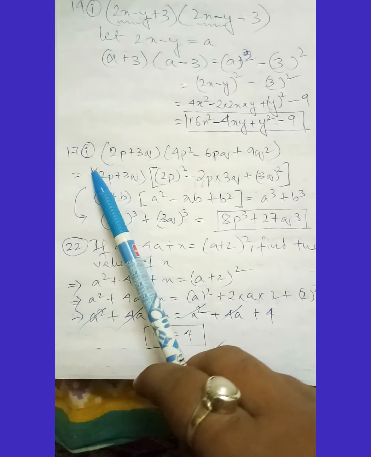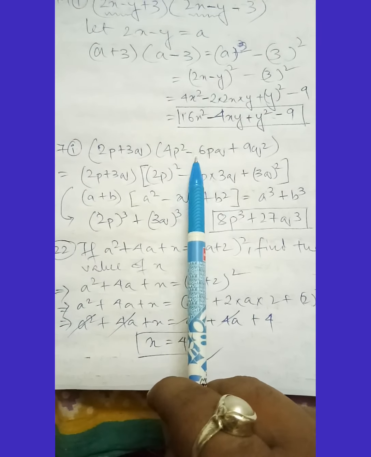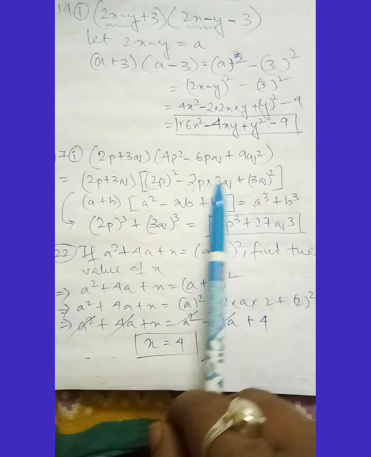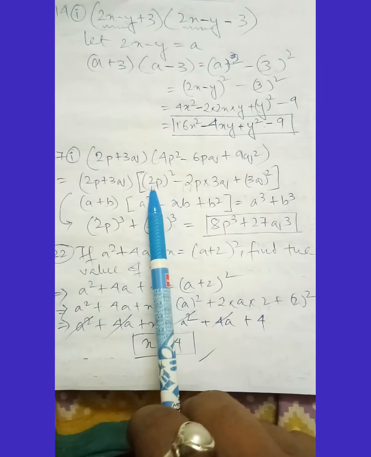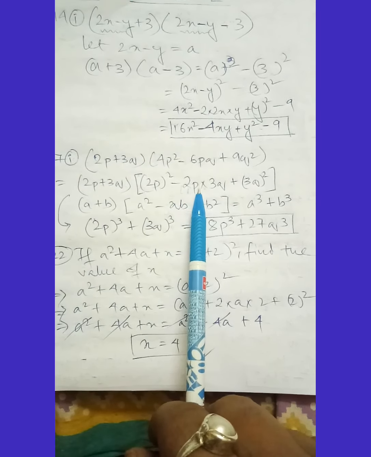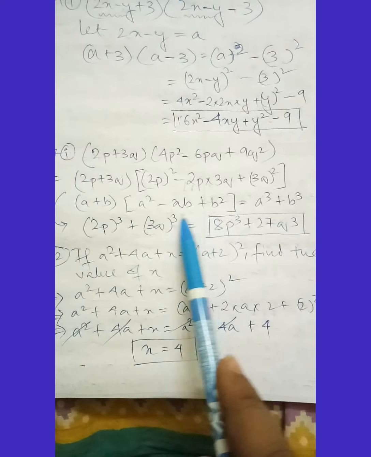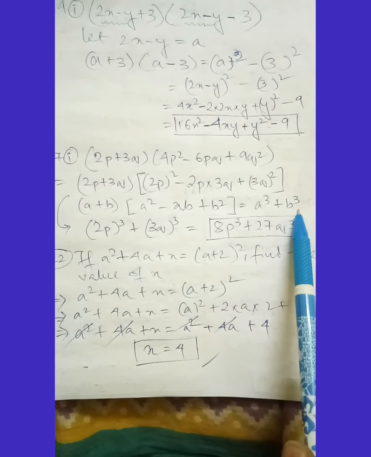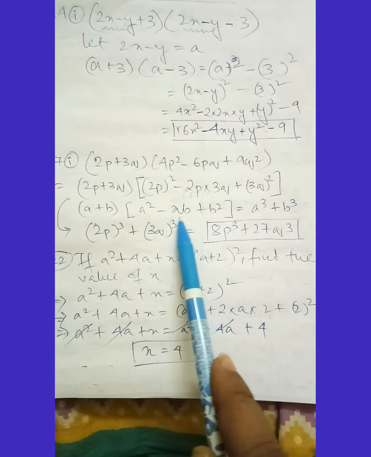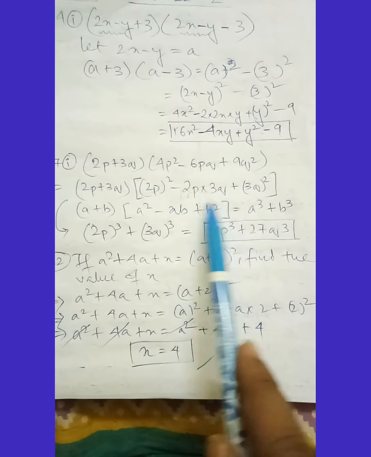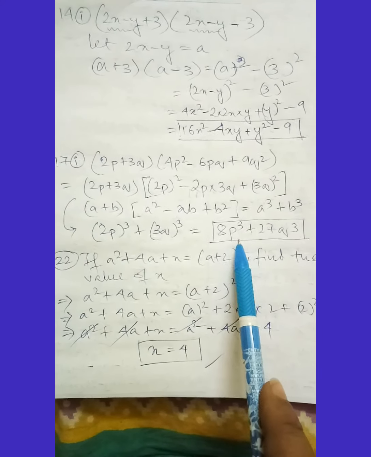Next, we are coming to 17 Roman 1. What is the question given? 2p plus 3q and 4p square minus 6pq plus 9q square. Then from here what I've written, a plus b, that is the formula. I can write down over here (2p) whole square minus 2p into 3q plus (3q) whole square. This is the formula of a plus b whole cube. Clear? The a plus b I've written over here, matching this one, a whole square, and this is also a into b. That means this is a and this is b. Now we form this scheme, and the final answer is 8p cube plus 27q cube.